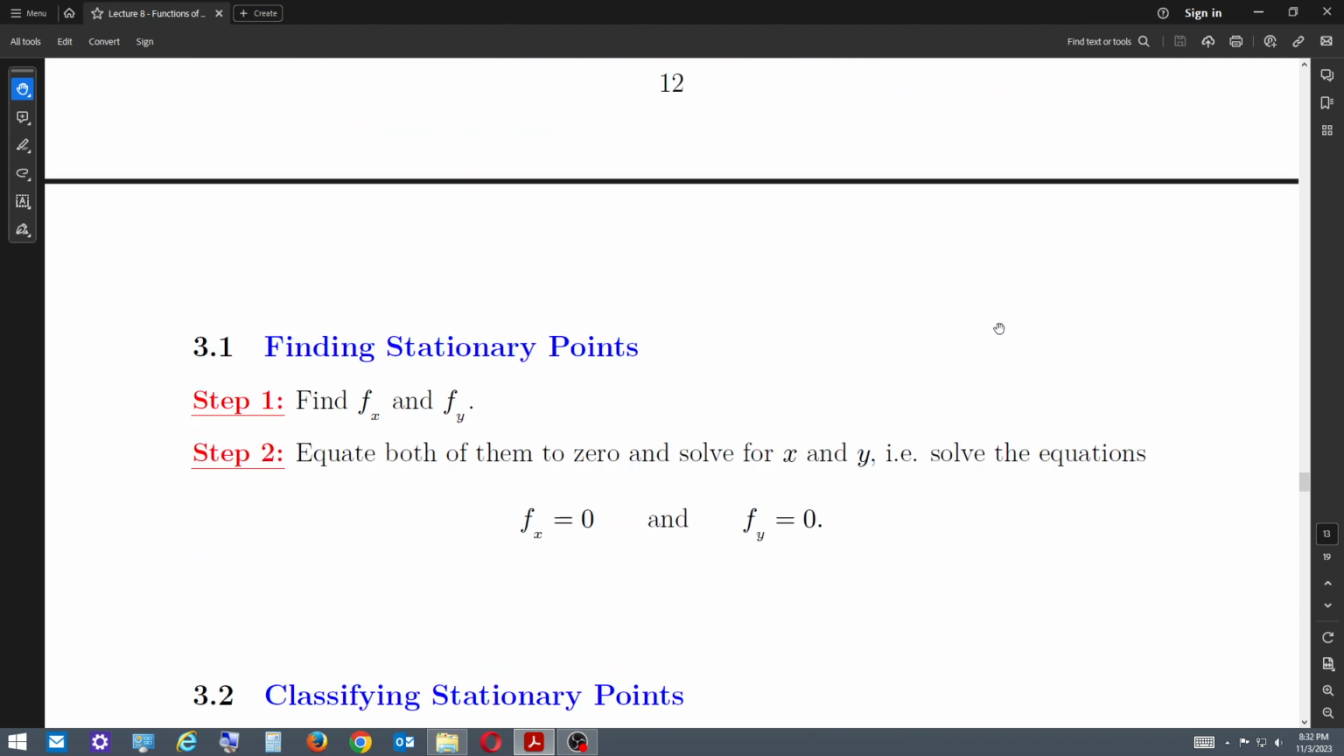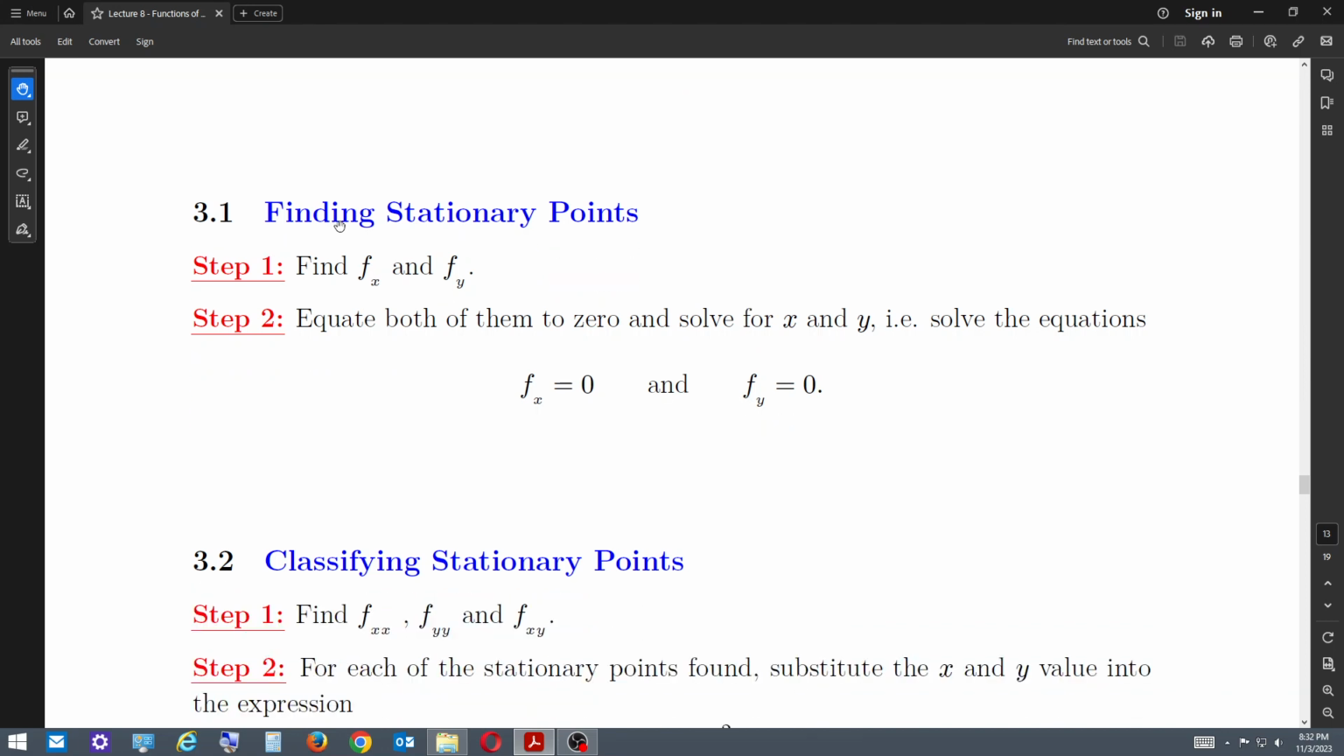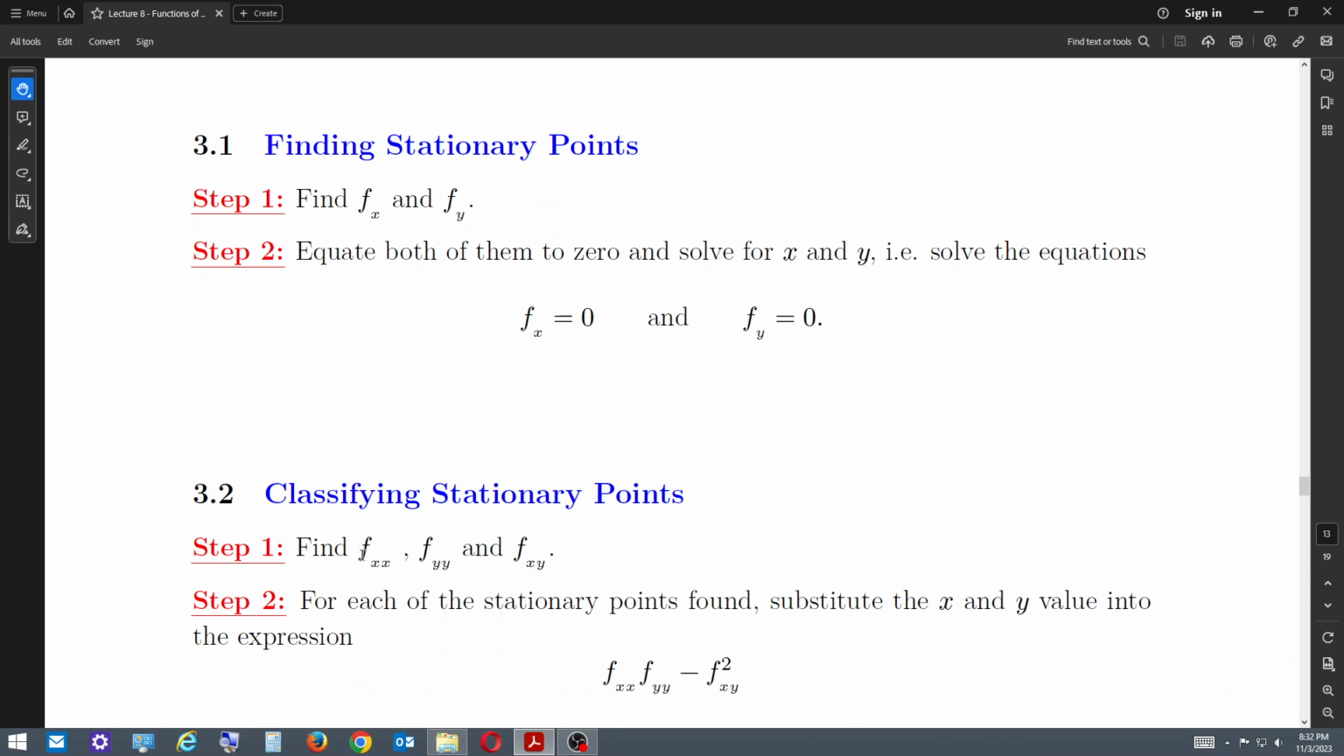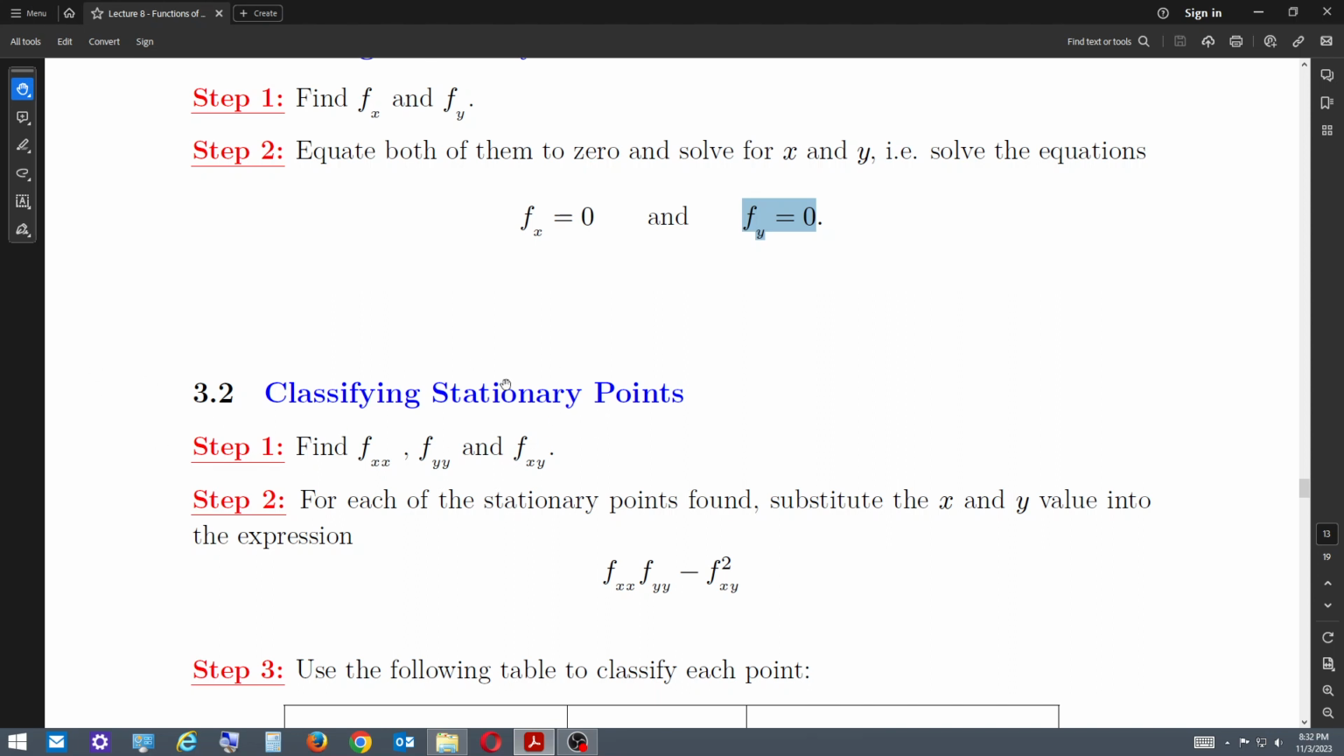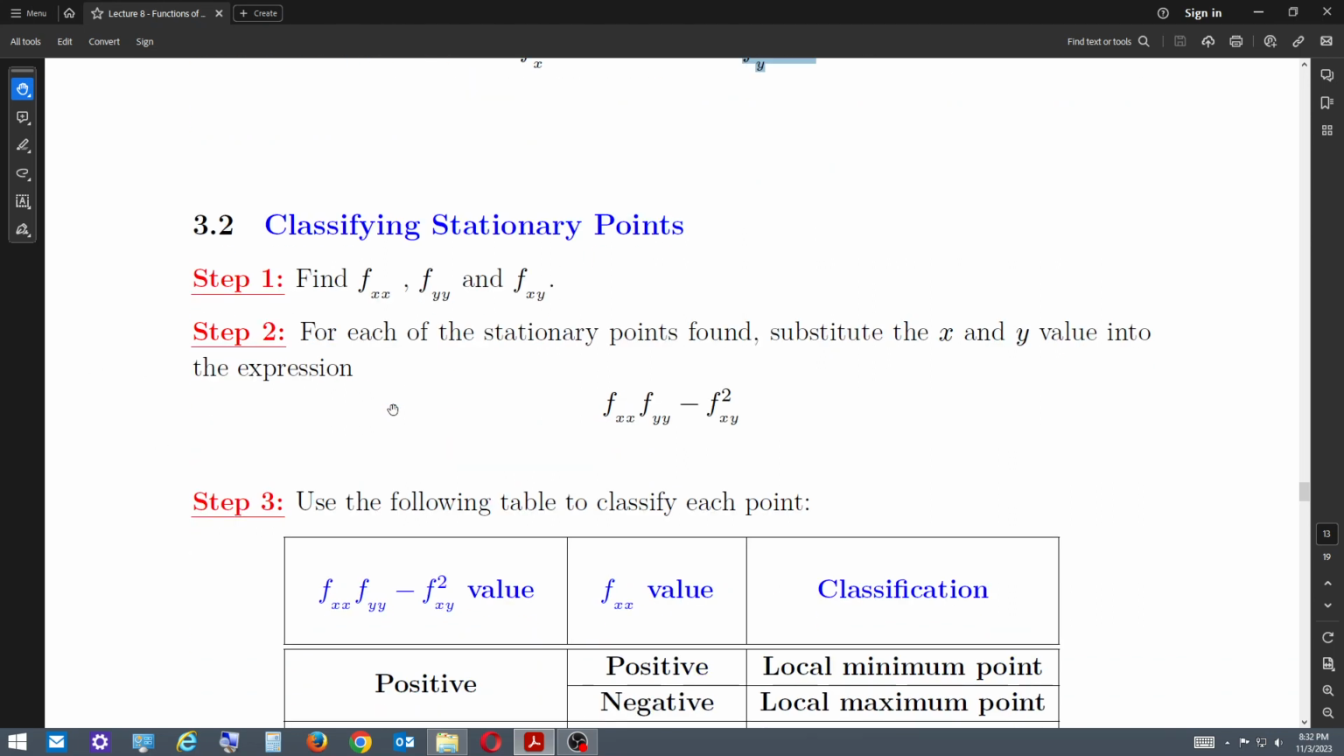Okay, so let's go straight into this. There are two things we'll need to do with respect to stationary points. One is to find them, and the second is to classify them. As I mentioned before, if you want to find stationary points, we find the two first partial derivatives, and then we set them equal to 0 and solve for x and y. So we'll have two simultaneous equations which we will be solving for x and y, and that will give us our stationary points. Once we have our points, then we need to classify them as either a minimum, a maximum, or a saddle point.